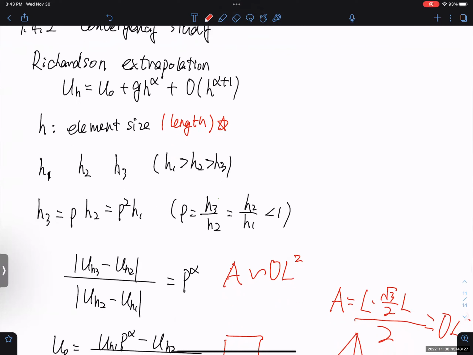Yes, V is constant. So for 3D, you assume V is constant. For 2D, you assume A is constant, the area is constant.